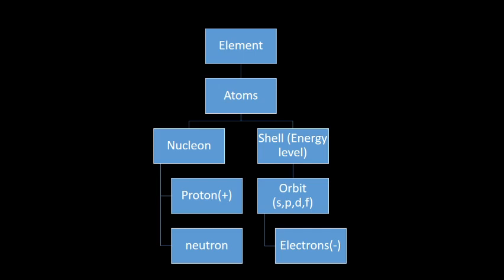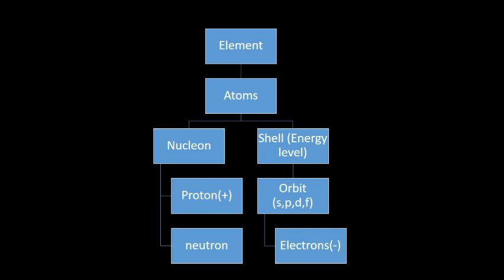In this lecture, we want to look at this hierarchy. Every element consists of atoms. All atoms are made up of a nucleus. Inside the nucleus, there are protons and neutrons, as well as shells, which are called energy levels. On the shell, there are orbitals, and inside the orbitals are electrons. And we know that this orbital we are talking about is the action of the wave motion of the electron.